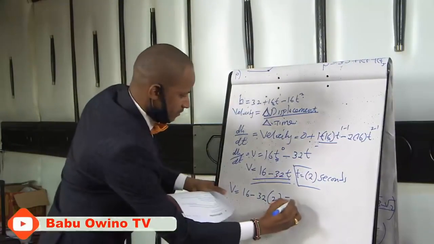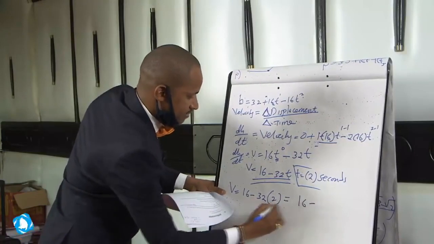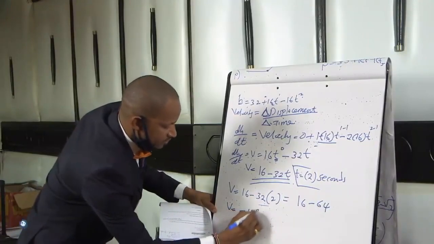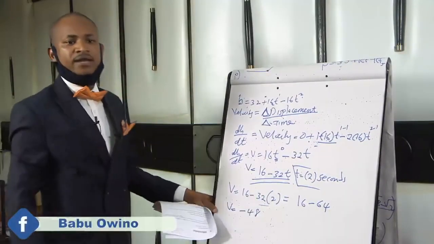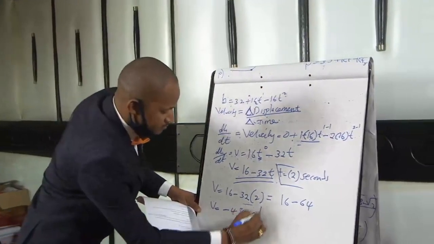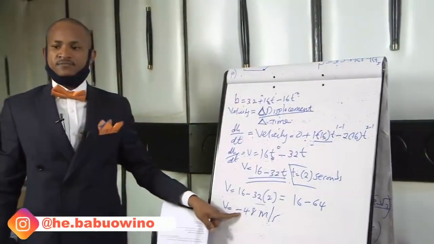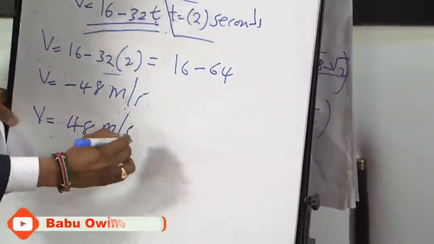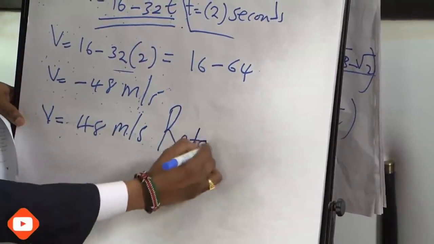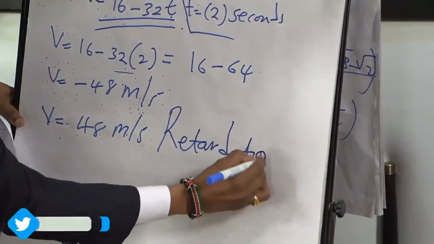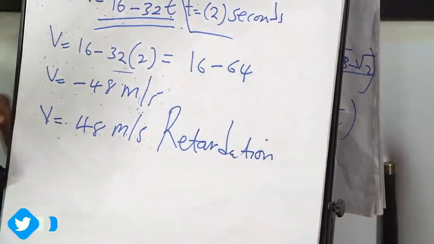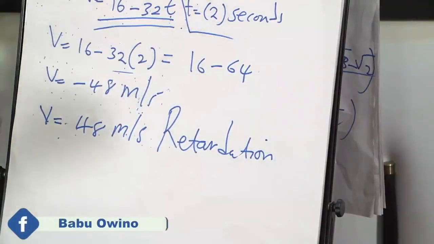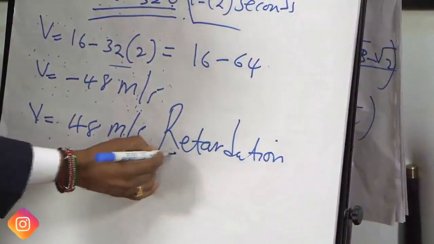You get 16 minus 64, so velocity is equal to minus 48 meters per second. But because it is negative, you write your answer as velocity equals 48 meters per second. It was retardation, to take care of the negative, because he was slowing as he was going down. The velocity wasn't increasing, so it's retardation.